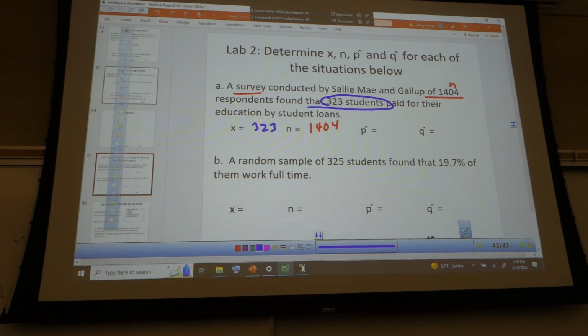x. So now I need to find p hat. So p hat's going to be 323 over 1,404. And what did y'all get for that? 0.23006. Great. So give me 3 sig figs. So then my q hat will be 0.770.